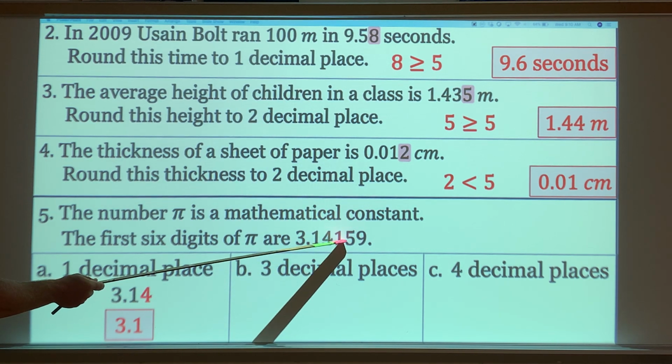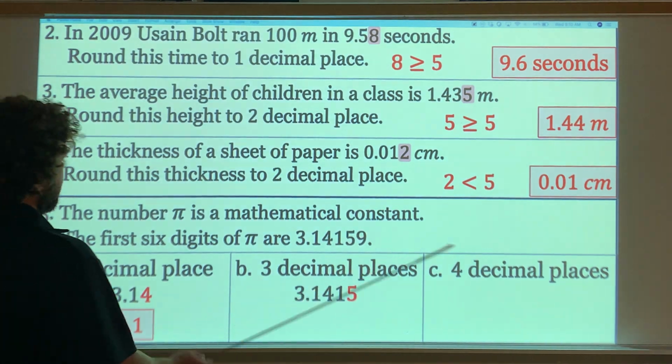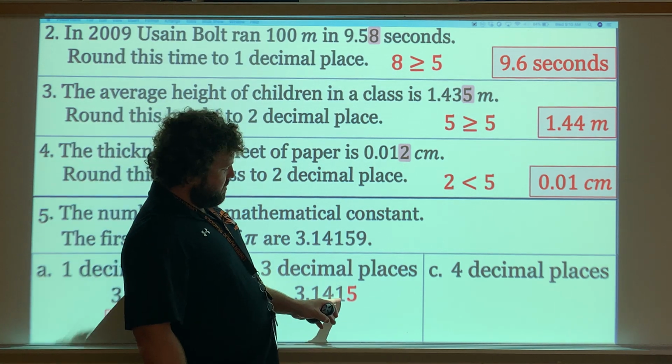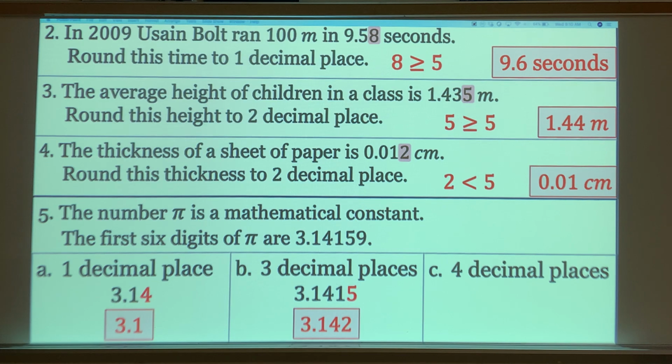3 decimal places. So we're going to round it to the 1,000th. We're going to use the 5 as our rounding tool, you can call it. 5 is greater than or equal to 5, so the 1 rounds up to a 2. 3.142 is your answer. 3 and 142 thousandths.